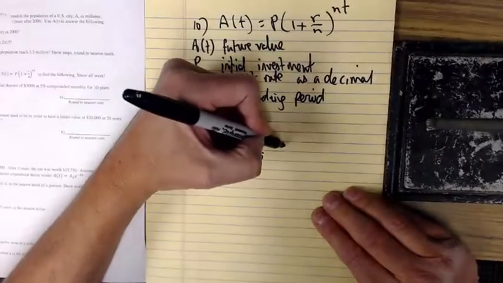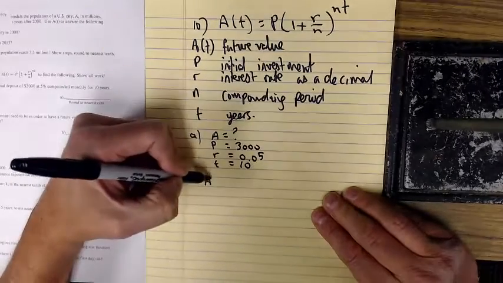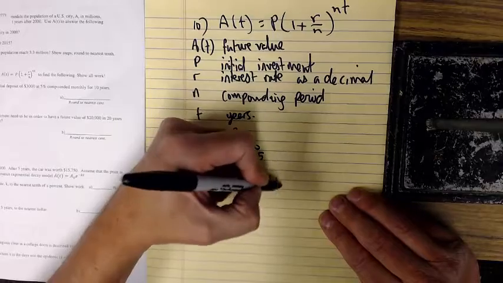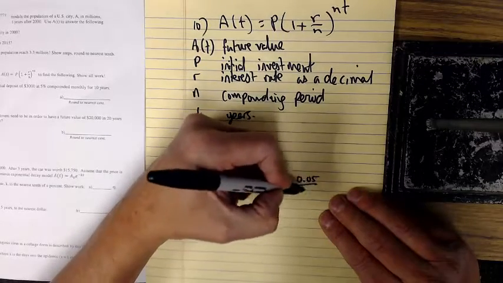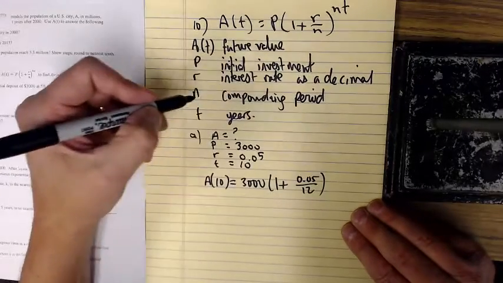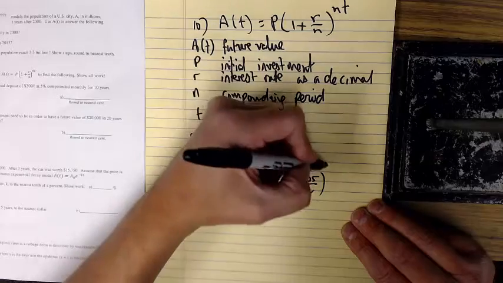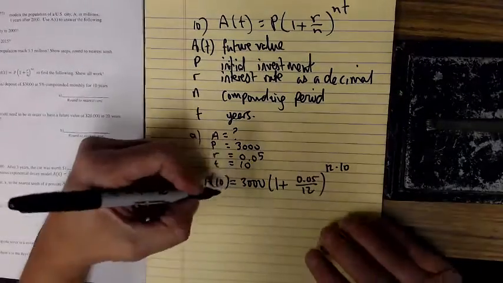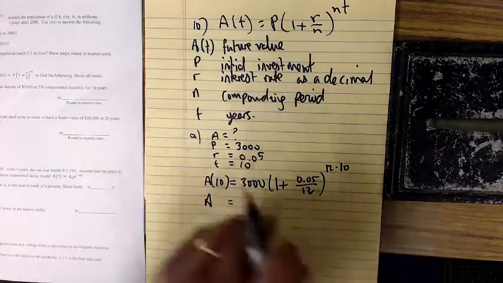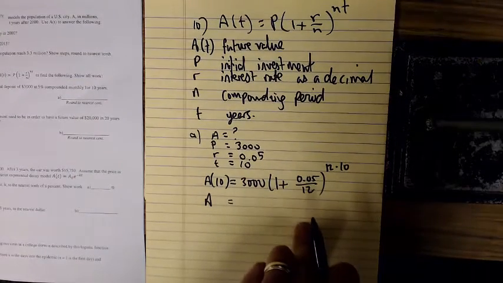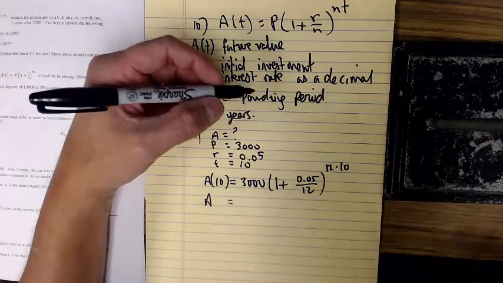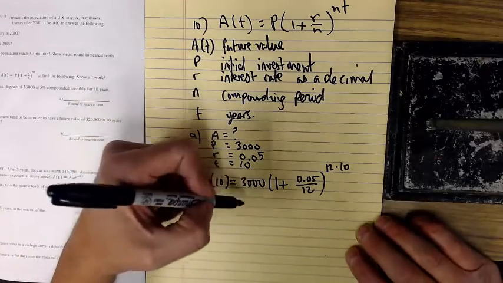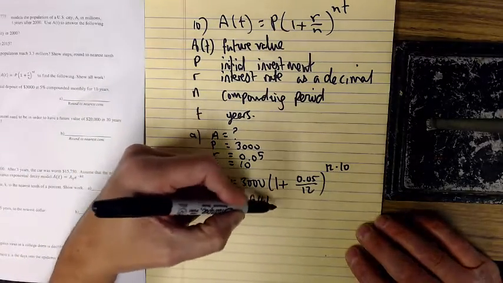All right, so we've got A of 10 equals 3,000 times 1 plus 0.05 over 12, raised to the 12 times 10. Okay, so we key this into our calculator, and because it's money, we round to 2 decimal places. All right, so I get 4941.03.